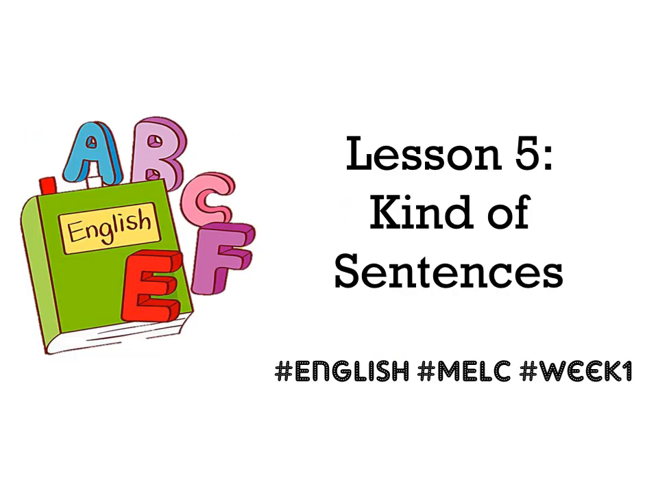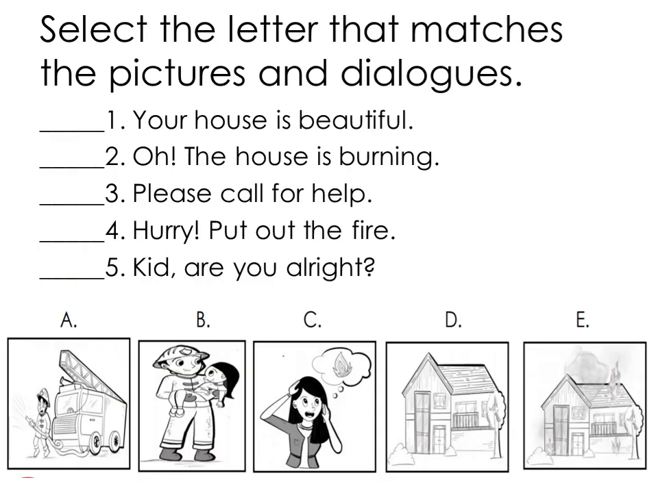Now let's have lesson 5, kinds of sentences. So now, you need to select the letter that matches the pictures and the dialogues. So the first one is, your house is beautiful. By the way, you need to write 1, 2, 3, 4, 5 in your notebook and just write the letter, okay? So based on the dialogues, you need to match the dialogues to the picture. So, your house is beautiful. Is it letter A, B, C, D, or E?